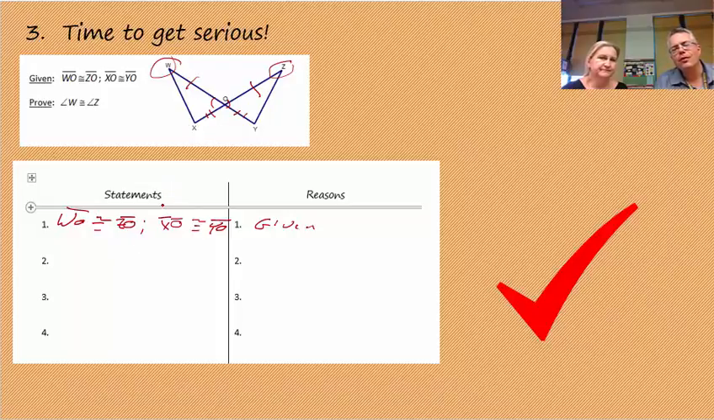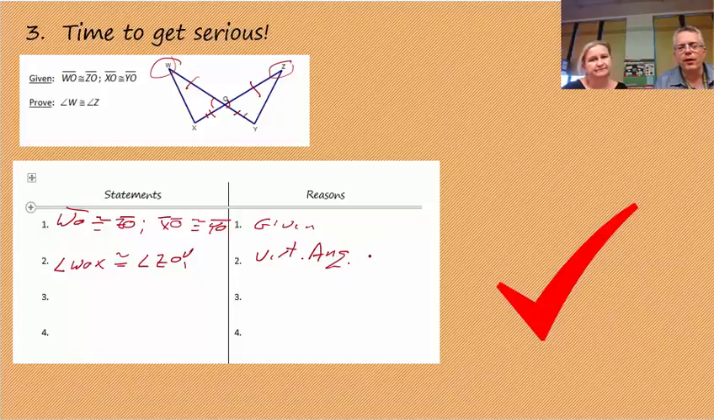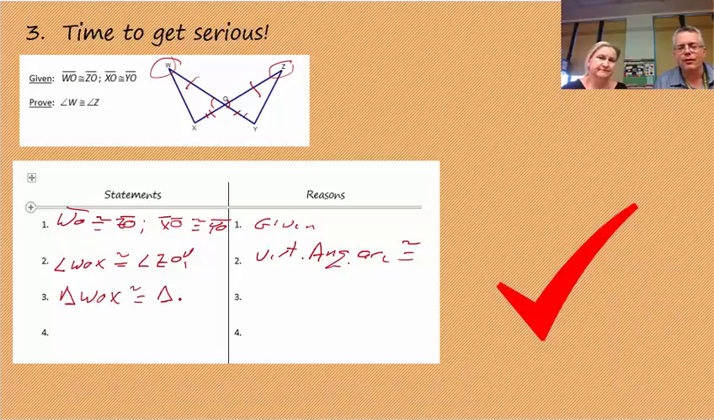Now we know that angle WOX is congruent to angle ZOY. And that's because vertical angles are congruent. Now we know enough to conclude that the triangles are congruent. So triangle WOX, the whole triangle, is congruent to triangle ZOY. And the reason is side angle side.